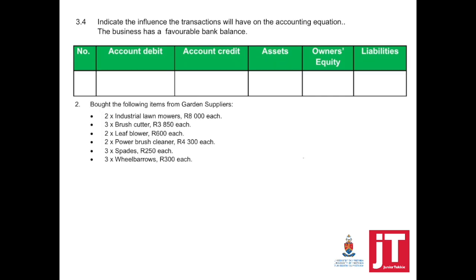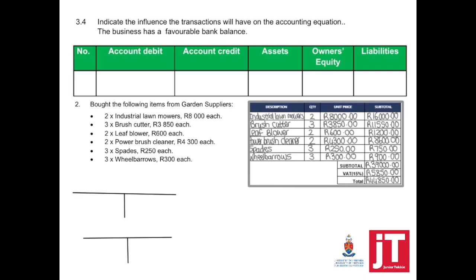The next transaction: bought the following items from garden suppliers. Those items, we said, are our equipment. It will form part of equipment, which means a payment was made. In total, how much should we pay? 44,850. So bank will be credited. Money goes out of our bank account. Double entry principle: for every credit, there's a debit.